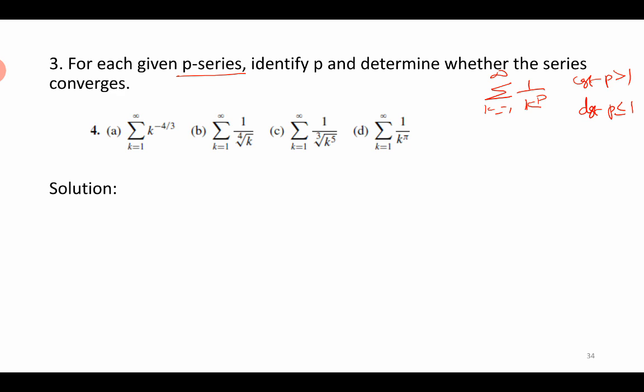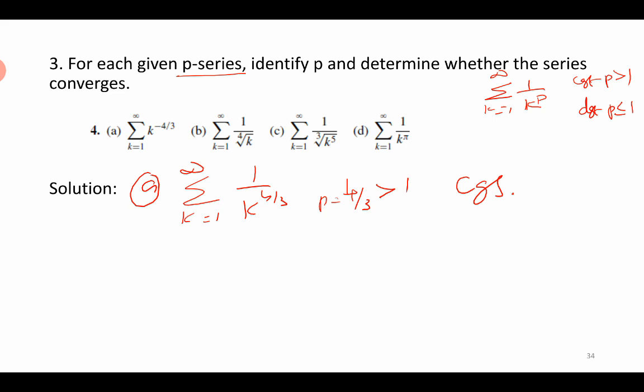First case, you can write the sum from k equals 1 to infinity of 1 over k raised to 4 by 3. Here 4 over 3 is your p, which is greater than 1. So this converges. Next, b. What is the power? Fourth root, isn't it? So the summation from k equals 1 to infinity of 1 over k to the power 1 by 4, where p is 1 by 4, which is less than 1.